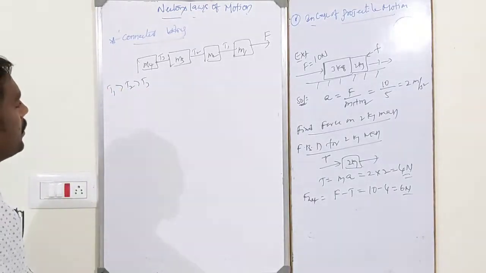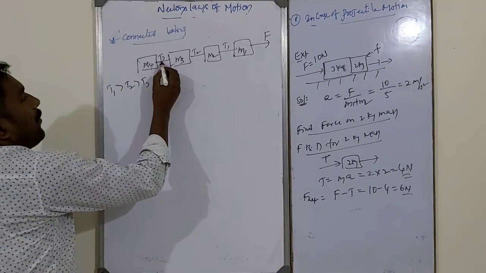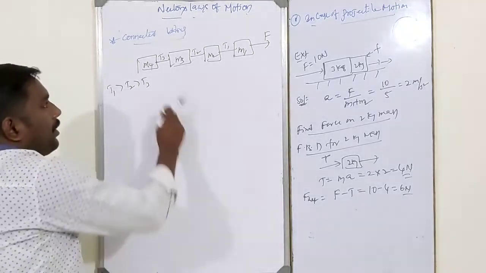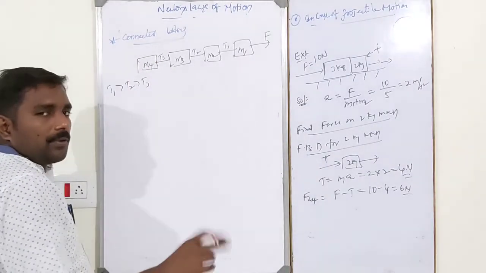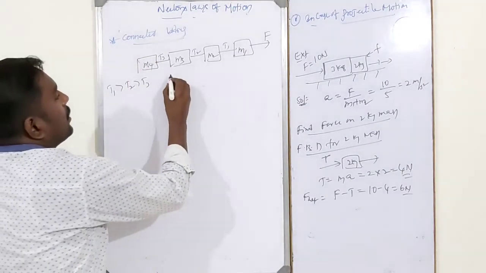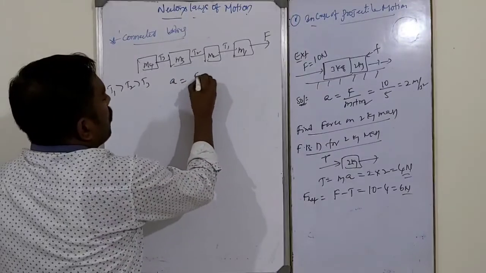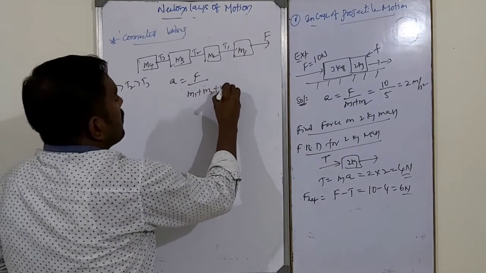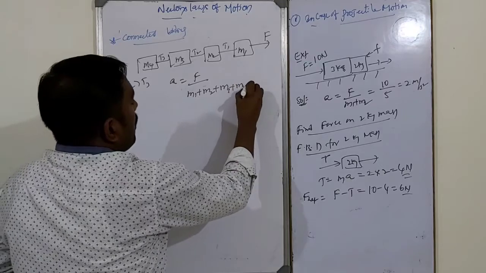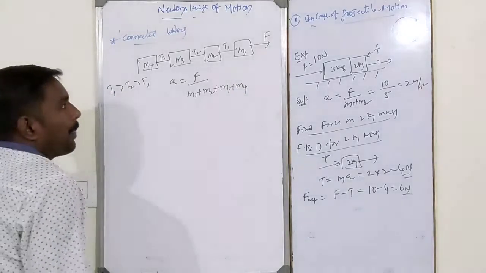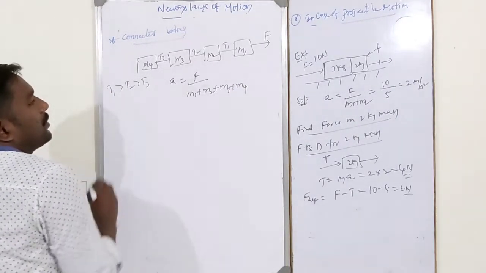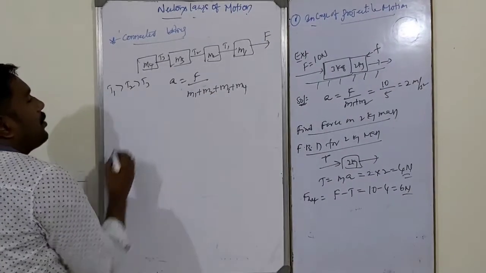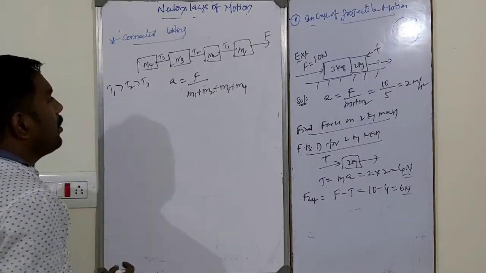So T1 tension is more than that of T2, and T2 tension is more than that of T3. Okay. So what is the value of T3? Before going to find the T3 value, first of all we calculate the acceleration. Acceleration is equal to total force divided by total mass, M1 plus M2 plus M3 plus M4. Okay. Now this is the acceleration of the system. Now find out T3.